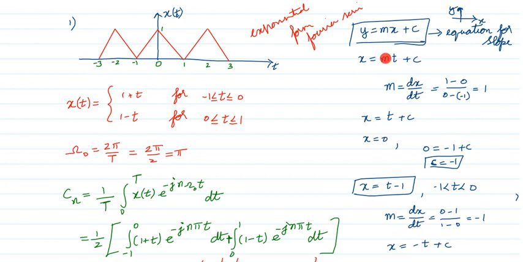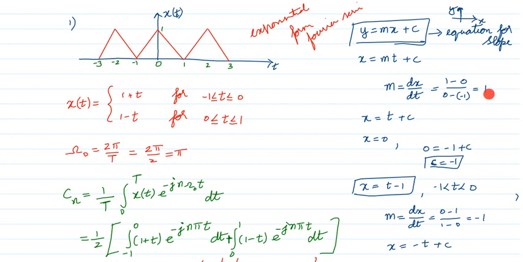M is the slope. What is slope? M equal to dx by dt. First we will find out the slope between the time period minus 1 and 0. What is the change in amplitude? It is changing from 0 to 1, so the change is 1 minus 0. What is the change in time? Upper limit 0 minus lower limit minus 1. So the slope is 1.